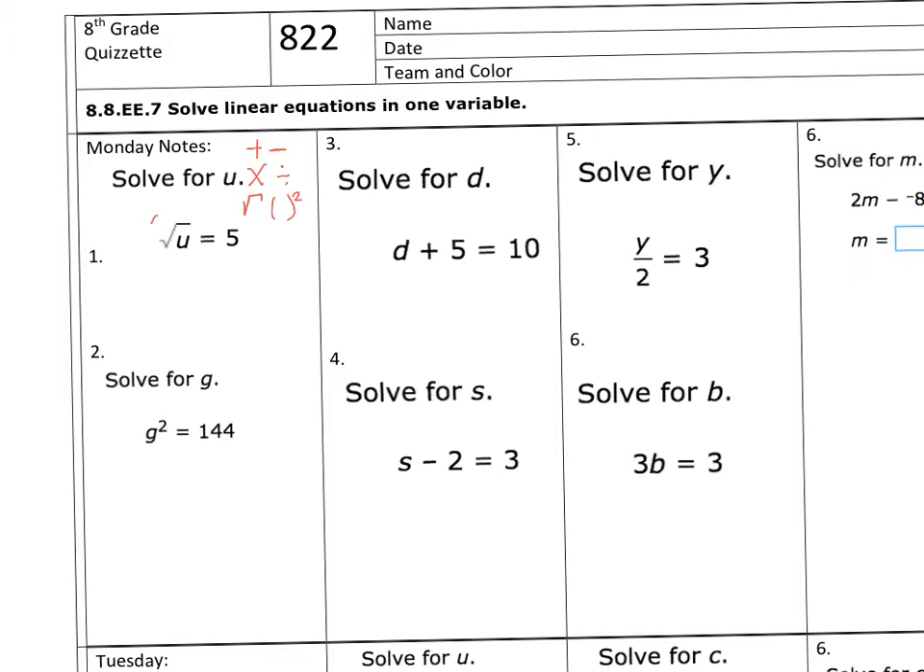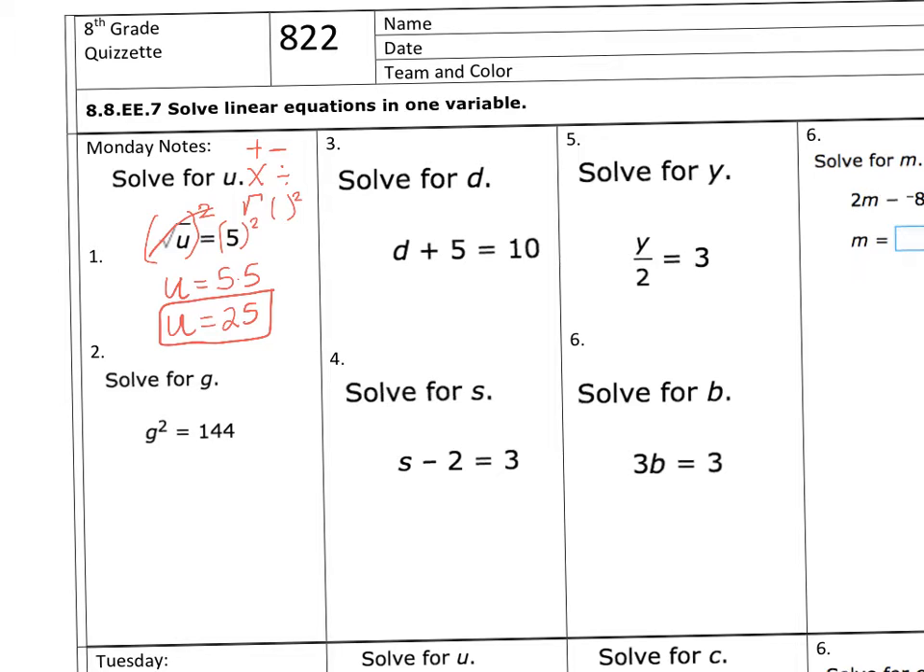So if I want to get rid of the square root on that side, the opposite of square rooting something is to square it. And what I do on one side, I do to the other. So by squaring the square root, it cancels and I'm left with u is equal to 5 squared. And 5 squared is 5 times 5. So that means u is equal to 25.